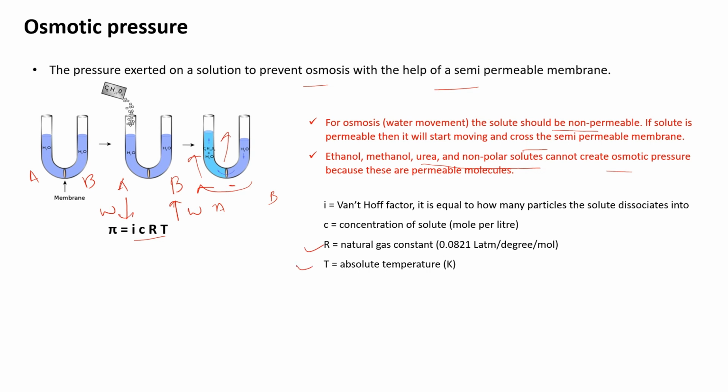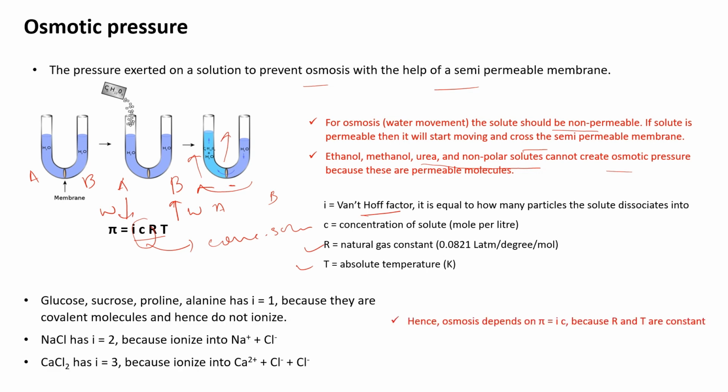the natural gas constant, and T is the absolute temperature. So that means osmotic pressure depends only upon i and C. What is C? It is the concentration of solute. It is solute concentration. What is i? It is the Van 't Hoff factor. What is a Van 't Hoff factor? Let's understand this with an example.